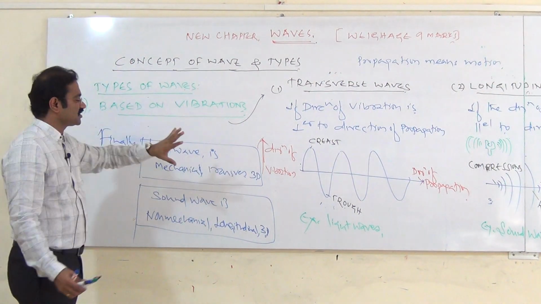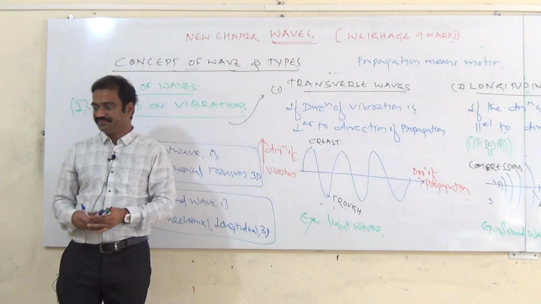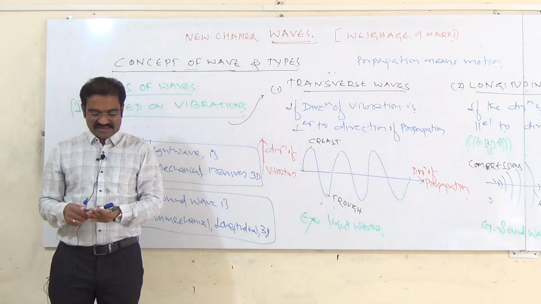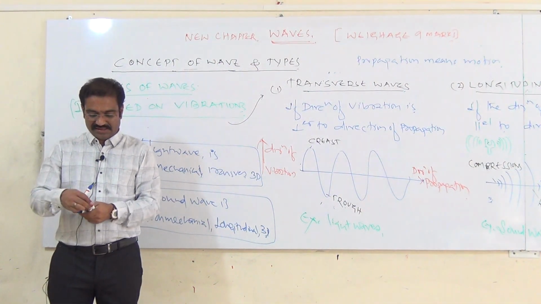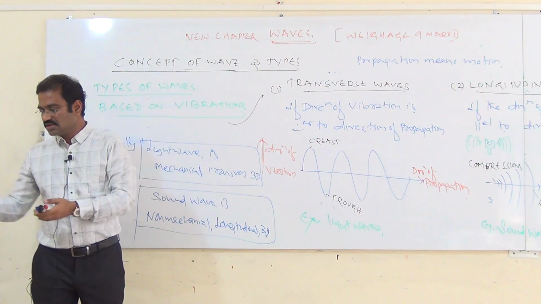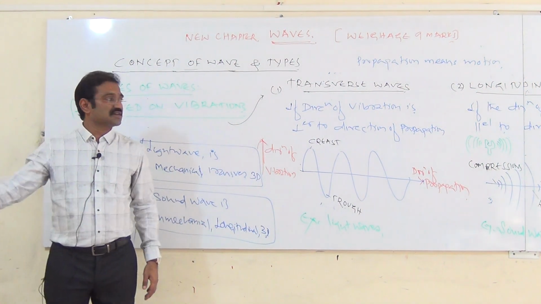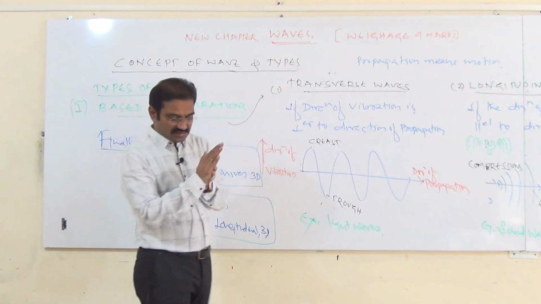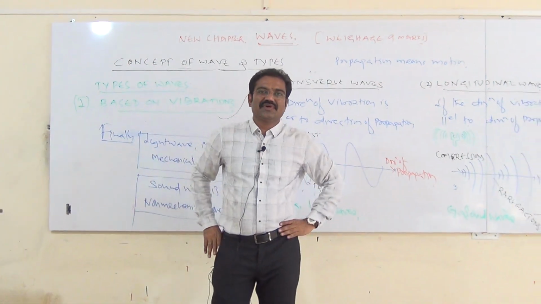This is the final discussion concerned with this. Once again, I want to repeat all the things so that tomorrow onwards I can have more discussion about the waves. How many types of waves are there?